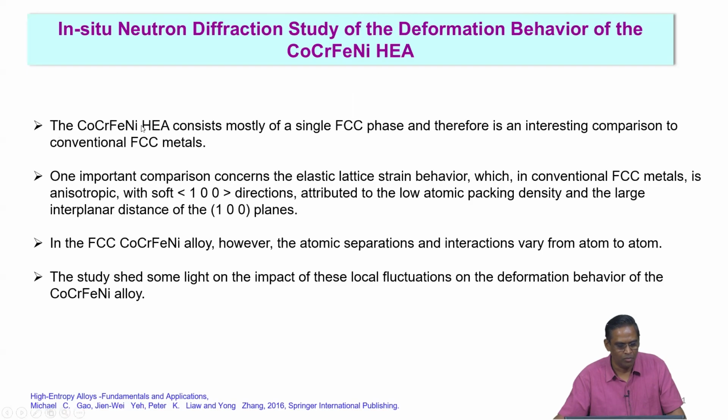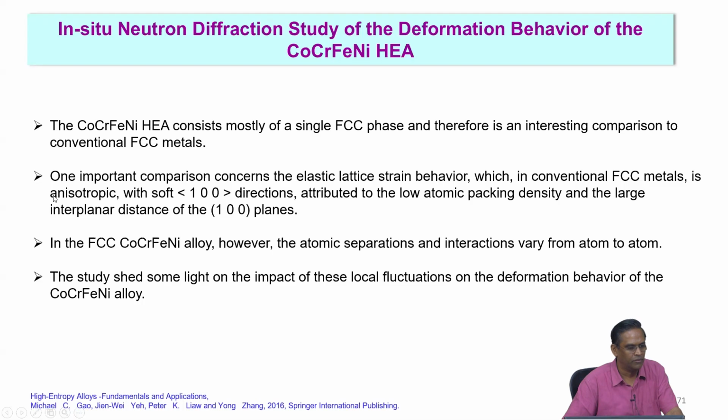So, the cobalt, chromium, iron, nickel high entropy alloy consists mostly of a single phase, that is FCC. Therefore, it is an interesting comparison to the conventional FCC metals. We can compare these two metals because they have the same crystal structure. One important comparison concerns the elastic lattice strain behavior, which in conventional FCC metals is anisotropic. This I think you know.